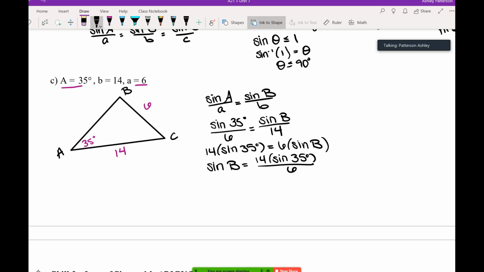But we are not done, ladies and gentlemen, because we are finding the angle. Remember that in this case, we want to use the inverse, yeah? So I'm going to take angle B and set it equal to the inverse sine of the ratio, which is 14 times the sine of 35 degrees all over 6. Go ahead and put it in your calculators and let me know what you find. Make sure that your calculator is in degree mode, please. We are dealing with angles in degree measure.